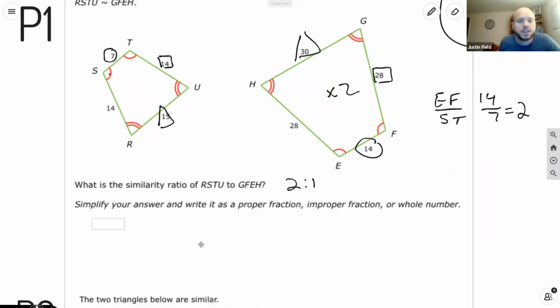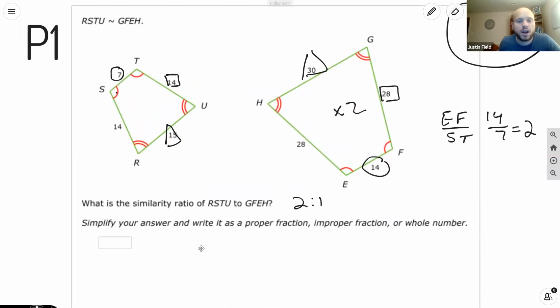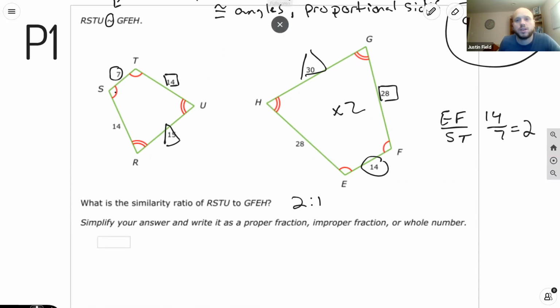Oh, but let's make sure that where it says RSTU. Oh, well now we gotta be a little bit careful because this is the double one and that's 2. This is 1. So it's 1 to 2. So I would say 1/2. So just be careful with that.